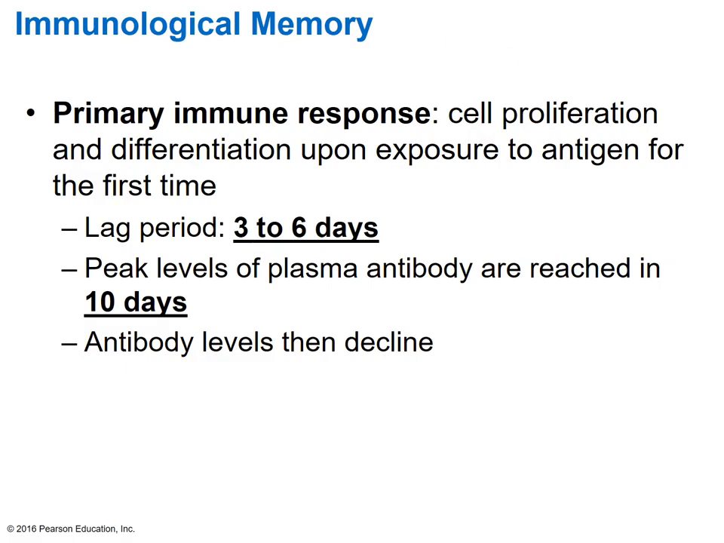So the primary immune response, this proliferation and differentiation of the lymphocytes after they have been exposed to the antigen for the very first time, there's a lag period. It can last anywhere from 3 to 6 days. Your peak level of antibodies can be reached typically in about 10 days, very high levels, and then the antibody levels are going to start to decline.